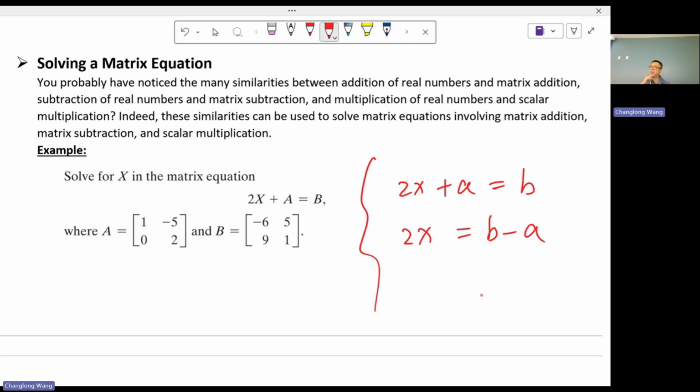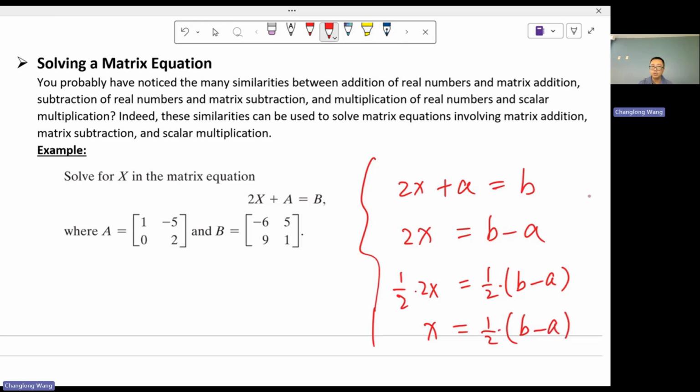So now in this case, let's avoid using division. How about that? Let's multiply both sides with a half. And the 2 and the half cancel, so you have x left over, right? So you have B minus A times a half. So you get it, right? That's how easy it is to solve a numerical equation.